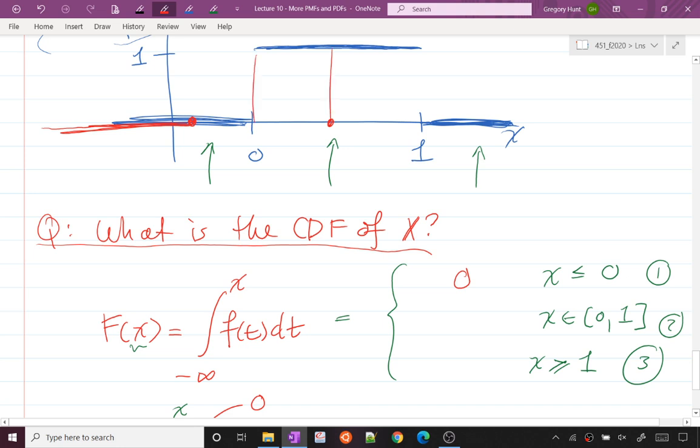But for some little x here, I'm going to have some positive area contribution. And that area is going to be, well, the length is x on one side and 1 on the other side, right?